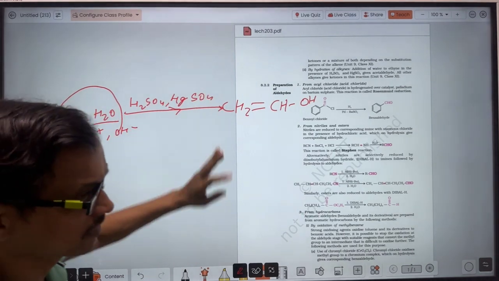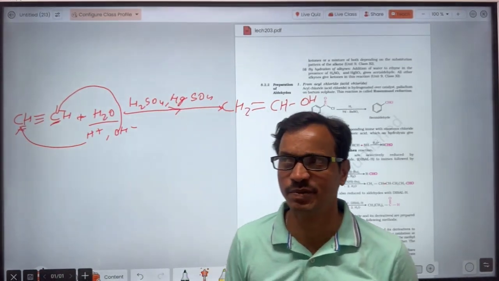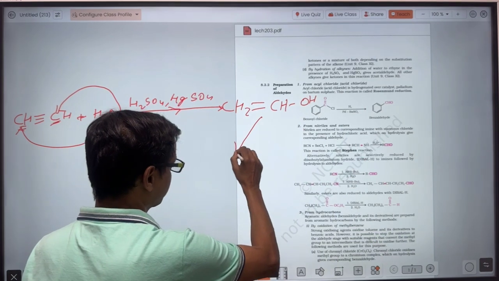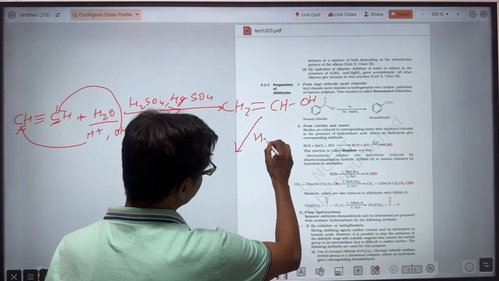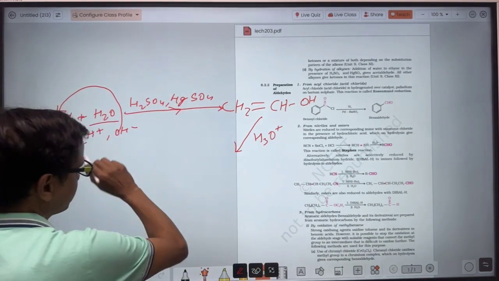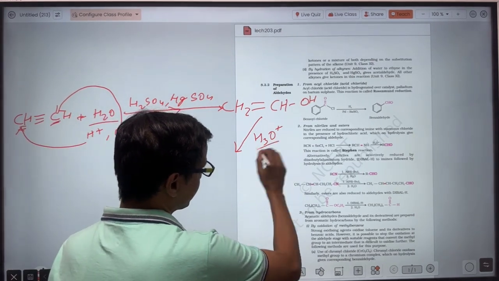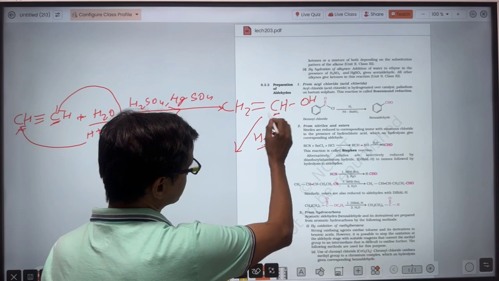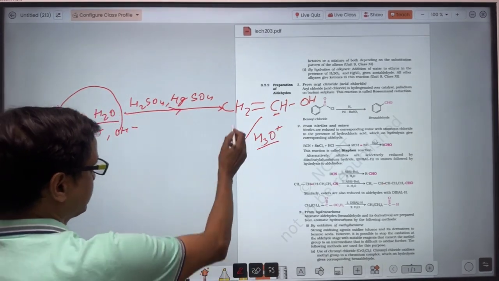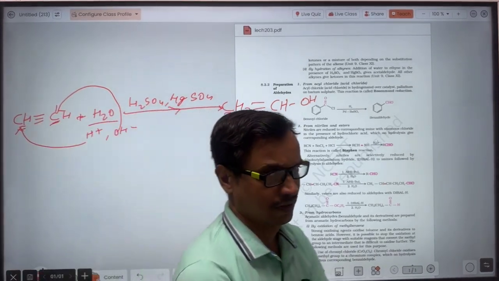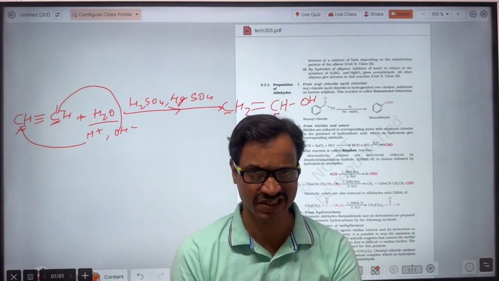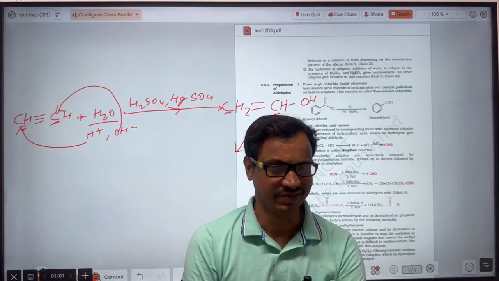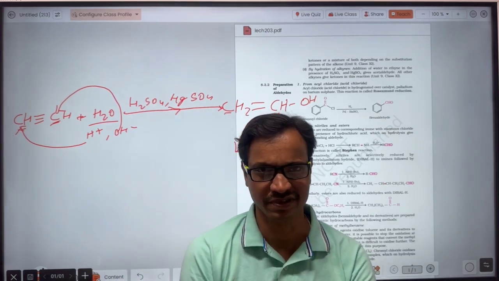The triple bond is converted to a double bond, because one hydrogen went to this side and OH went to this side, so the valency is satisfied. That's why the triple bond dissociates into a double bond. After that, it reacts again with water, or actually H3O plus; H2SO4 makes the water acidic. Now this carbon contains only one hydrogen, and this carbon contains two hydrogen. The carbon to which the OH is bonded contains one hydrogen, and the other carbon contains two hydrogen.